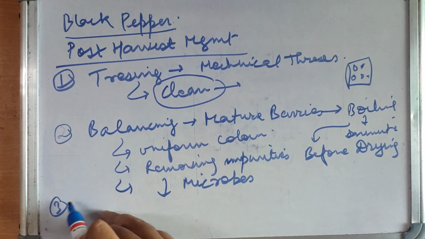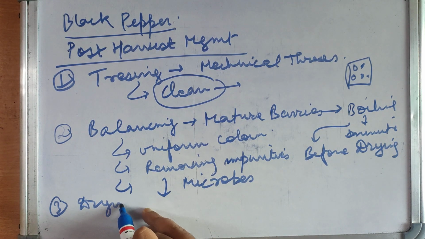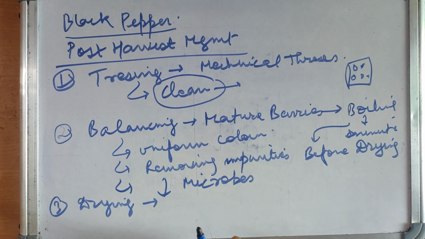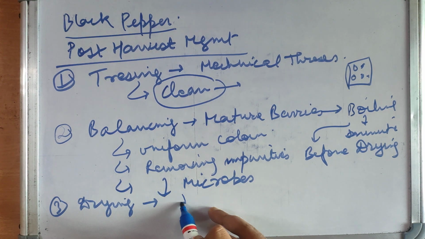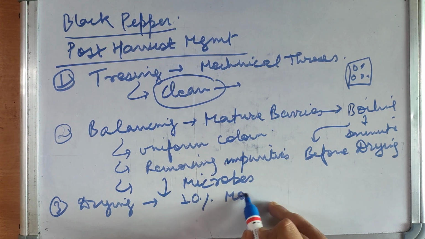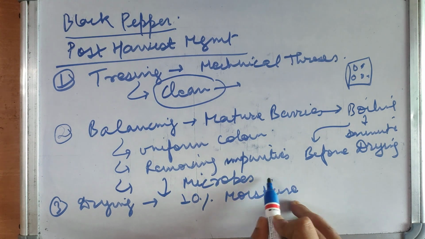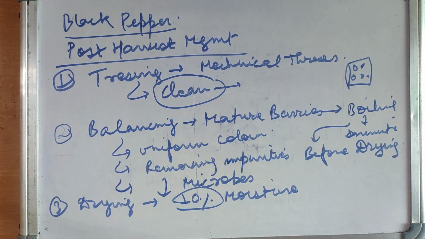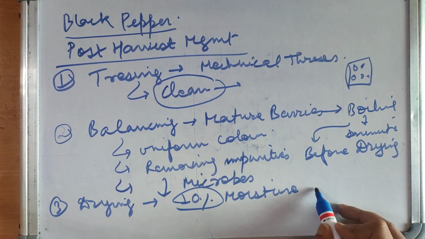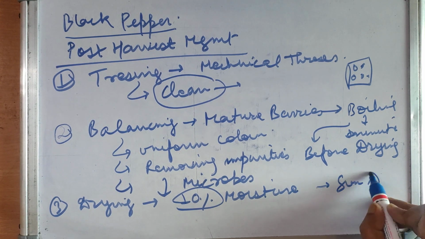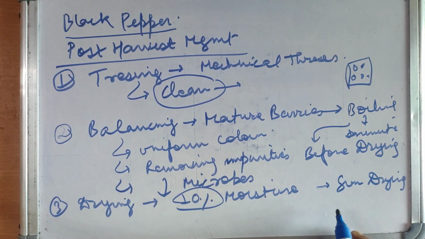Now the third important process is drying. We need to dry the black pepper up to 10% moisture level. When there is 10% moisture in black pepper, then we will stop drying. Mainly in India we do sun drying. And one more importance of drying is that it avoids fungal infection.